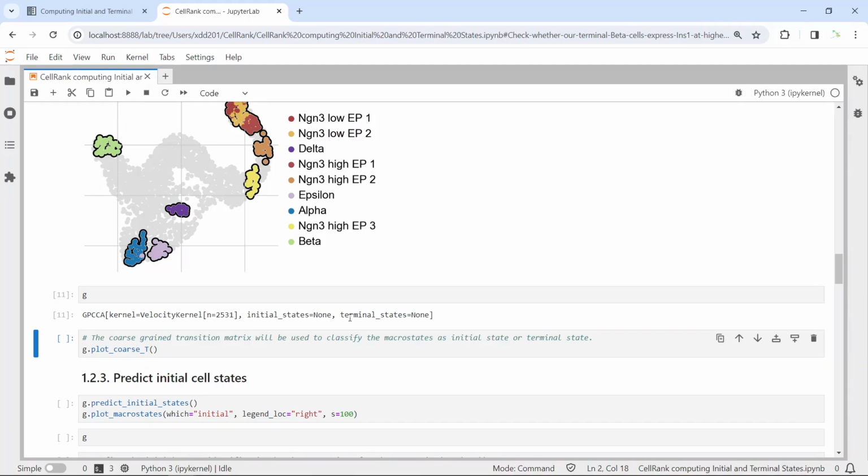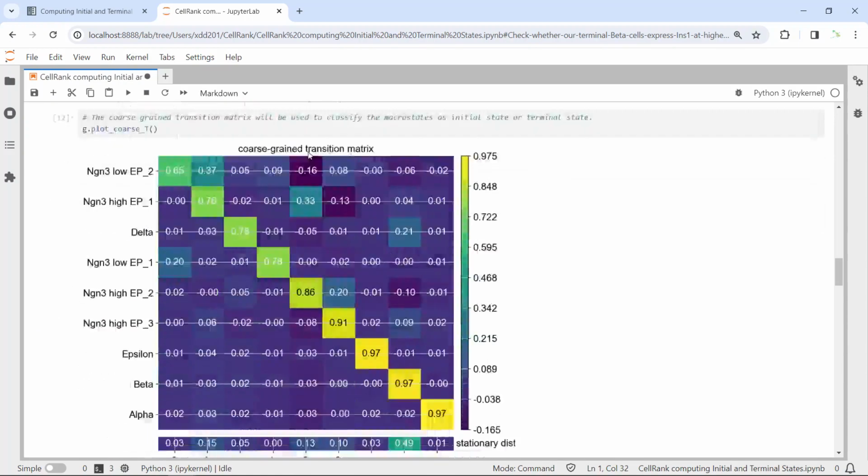So for the coarse-grained analysis, it will generate coarse-grained transition matrix data. This coarse-grained transition matrix data will be used to classify the initial cell state and the terminal cell state. We can have a look at the coarse-grained transition matrix. Let's make a plot. You can see this is the plot for the coarse-grained transition matrix data.